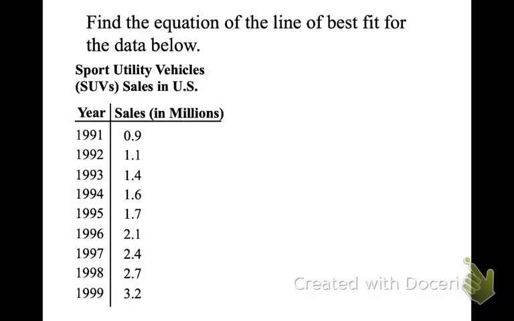Right, so this is section 7.7. We're not really doing a lot of the graphing, but rather I want you to take the real data and we're going to be writing equations based on real data. So if you look at this situation, this is a situation between the years 1991 and 1999 and the sales of SUV cars.